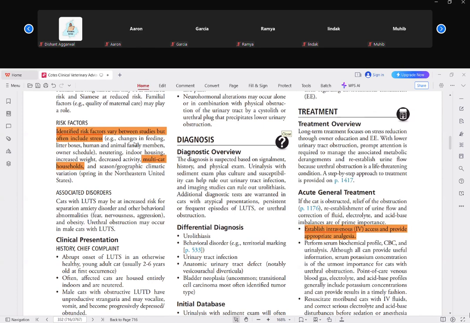Okay. So change in the feeding, owner schedule change, neutering, okay, indoor housing, increased weight, obesity, decreased activity, multi-cat house, any guest in the house, okay. So these are different kinds of risk factors that could lead toward FLUTD in the cats. Okay, just remember this.